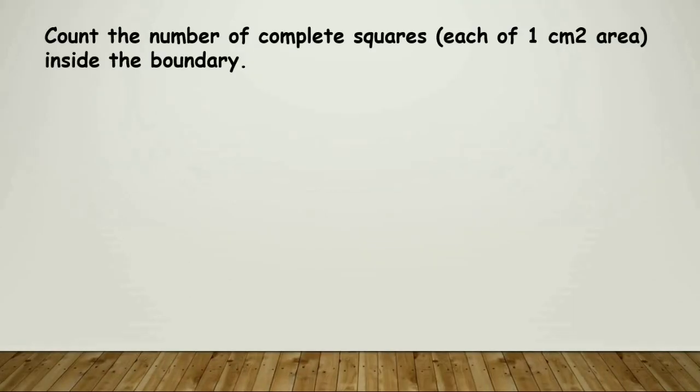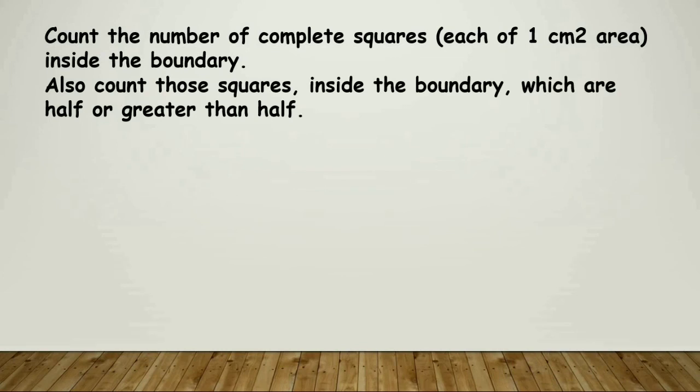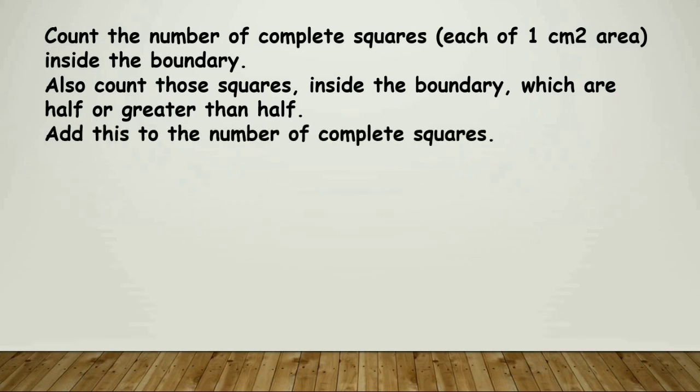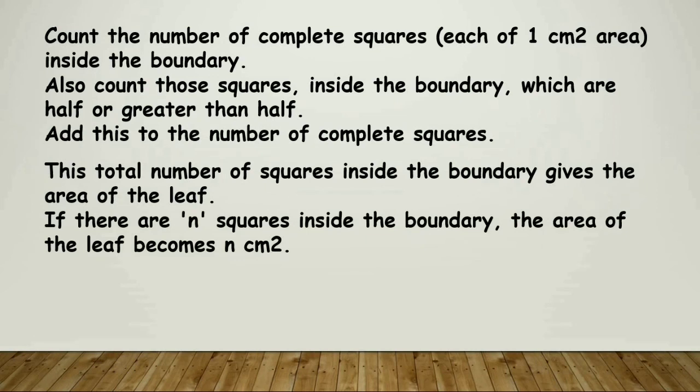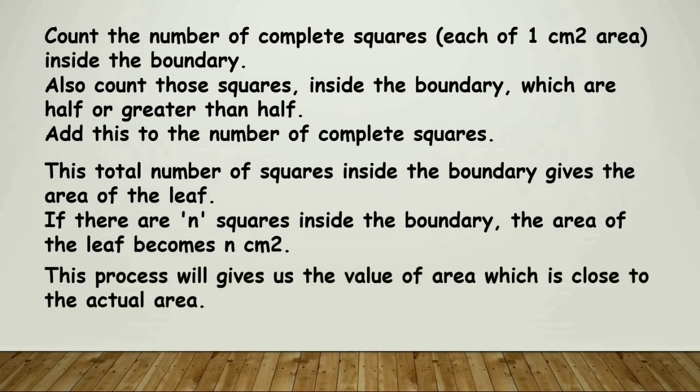Count the number of complete squares inside the boundary. Also count those squares inside the boundary which are half or greater than half. Add this to the number of complete squares. This total number of squares inside the boundary gives the area of the leaf. If there are n squares inside the boundary, the area of the leaf becomes n centimeter square. This process will give us a value of area which is close to the actual area.